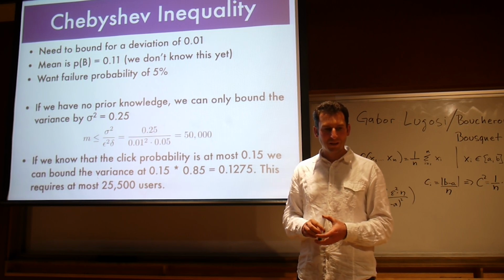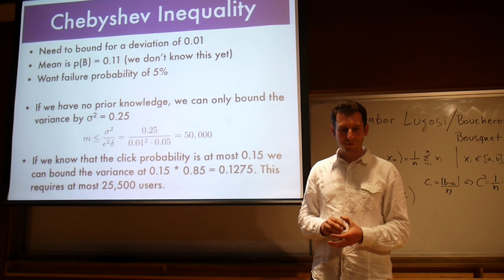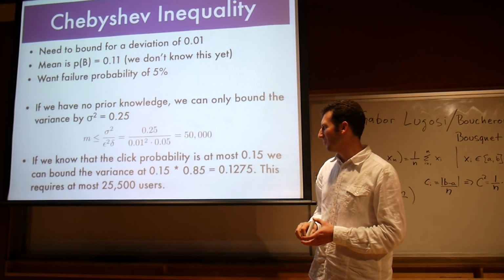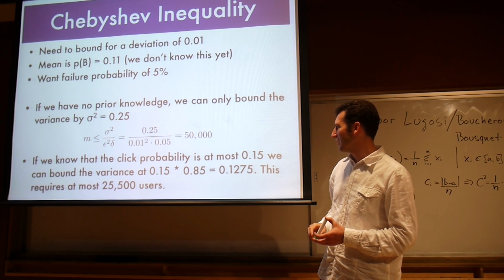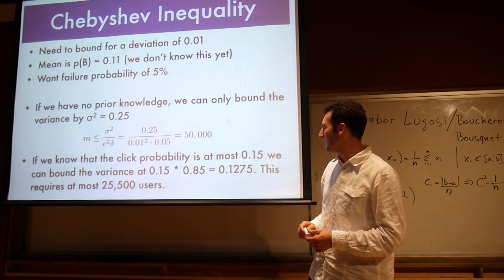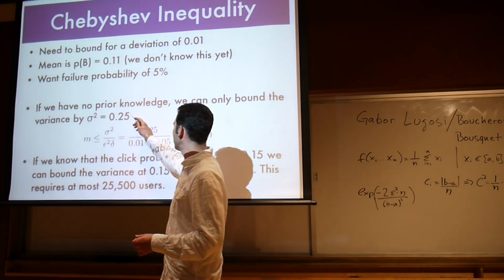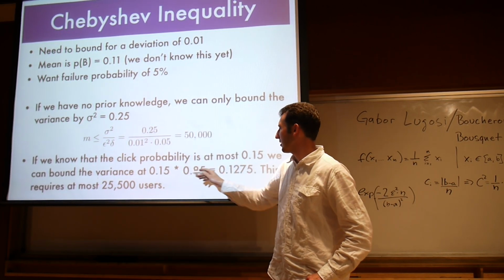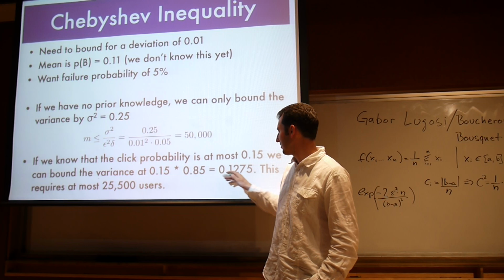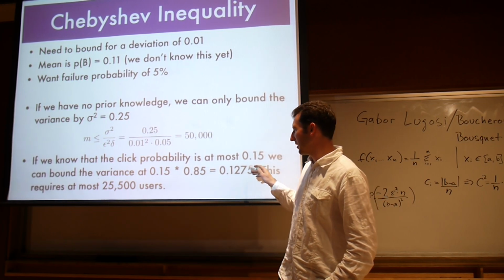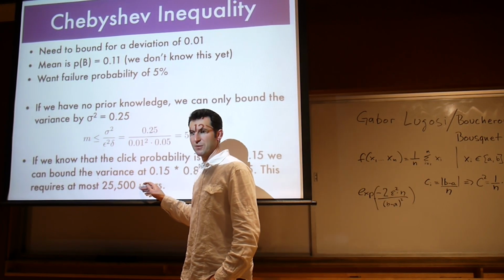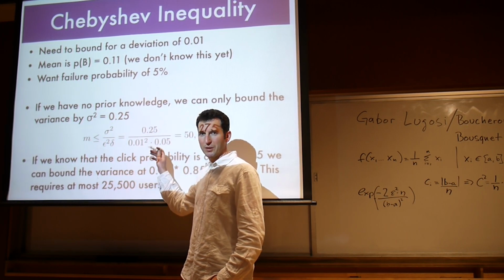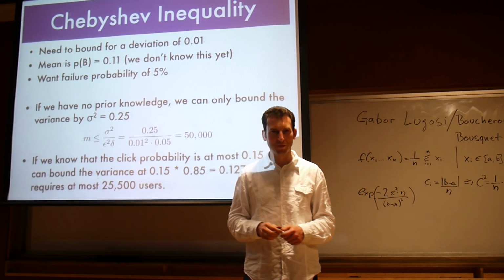Okay. Now, if we actually know that the click probability is at most maybe 15%, then we can bound the variance accordingly. Sorry, that may have actually been wrong here. No, that's it, sorry. Yeah, and we get this for the variance. When we plug it in, we get about 25,000 users. So by having a little bit more prior knowledge, I need half the number of users.